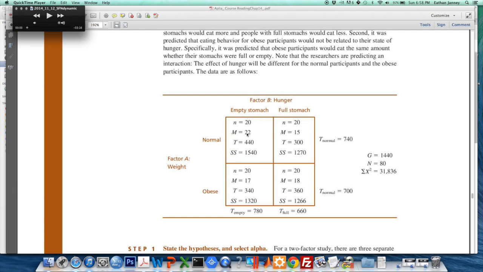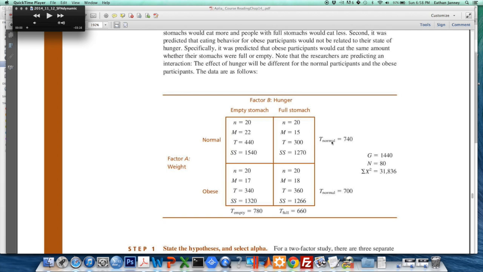The mean of the normal group for empty stomach is 22. For the normal group with a full stomach, the mean is 15. And so already we're seeing maybe a hint that the hypotheses are true, right? The mean is higher, meaning they eat more crackers when they had an empty stomach. Now let's look at the obese participants. The mean is 17 for empty stomach and 18 for full stomach. Again, this may be exactly along the lines of what the researchers are predicting, that there's not really much of a difference between the obese people, whether they have a full stomach or empty stomach.